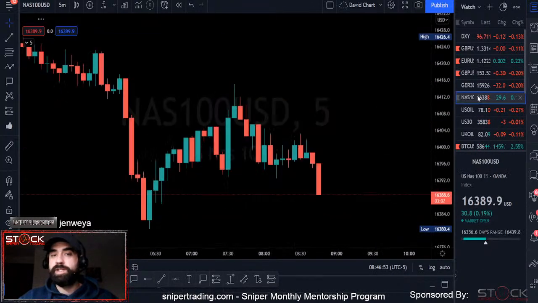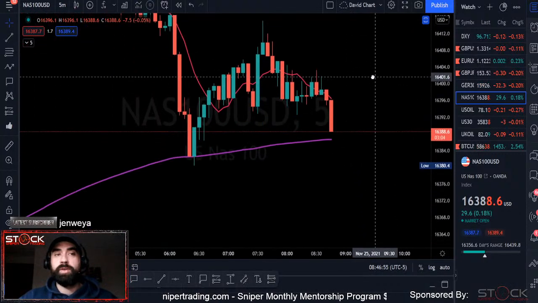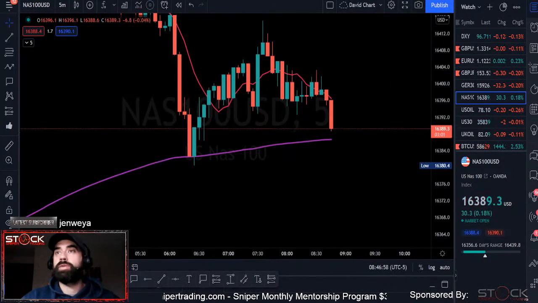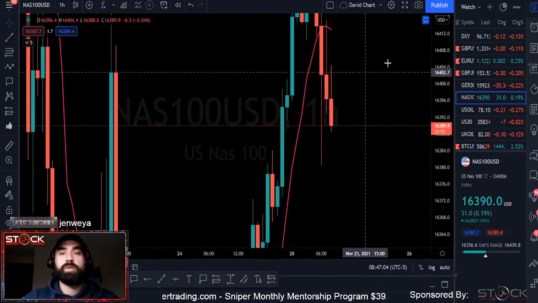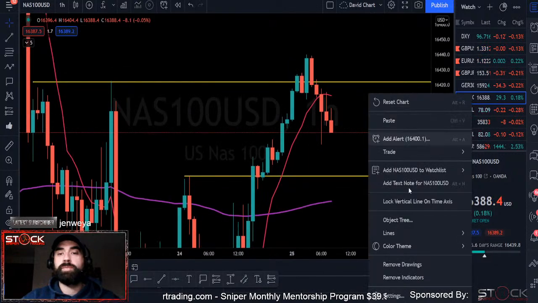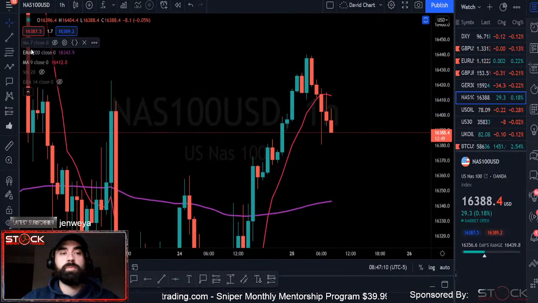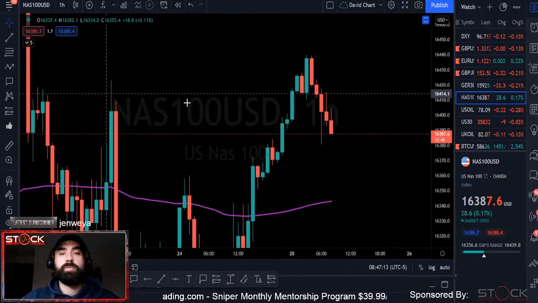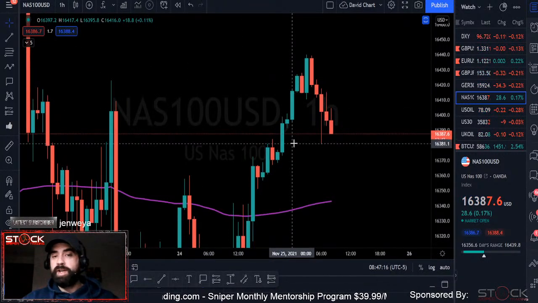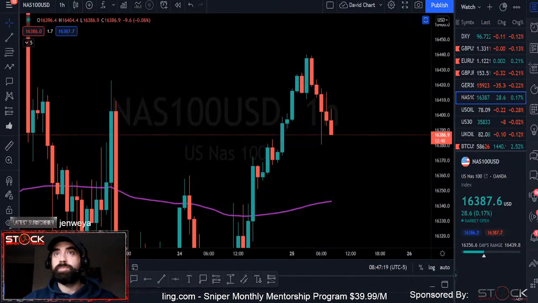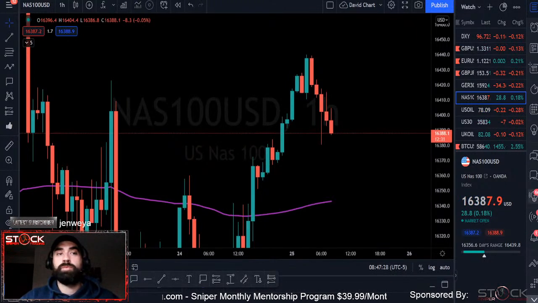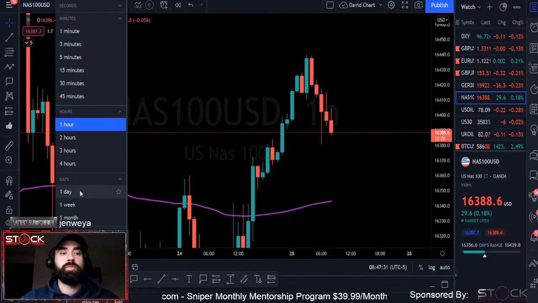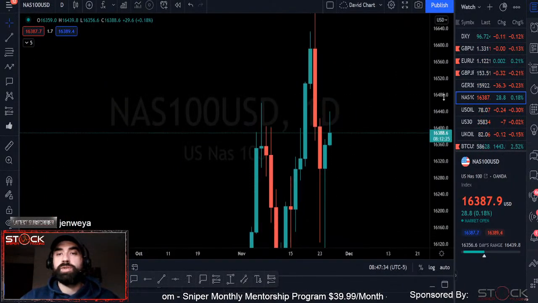Okay, so let's look at Nasdaq. Nasdaq looks like it's selling off here. Okay, so let's go to the hourly. Okay, look at Nasdaq. Okay, so overall target for Nasdaq is this previous wick. Okay, so check out Nasdaq on the daily.